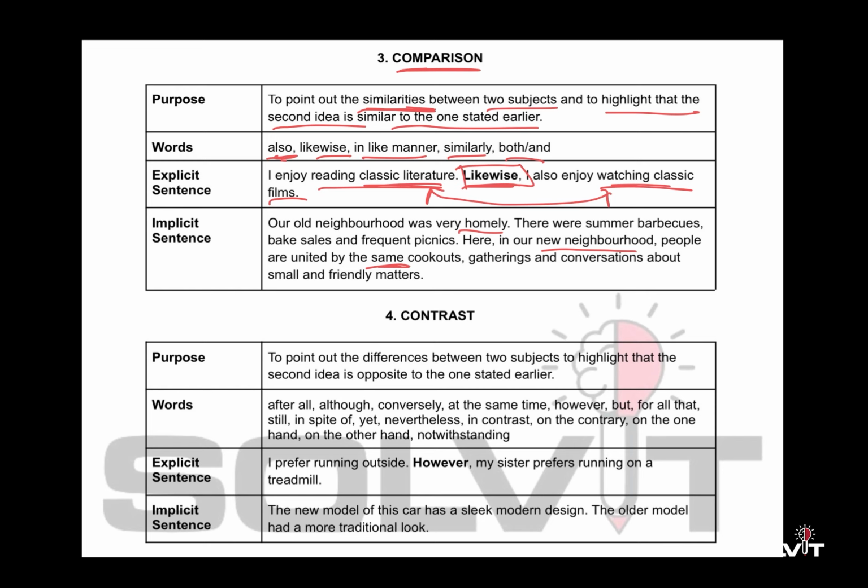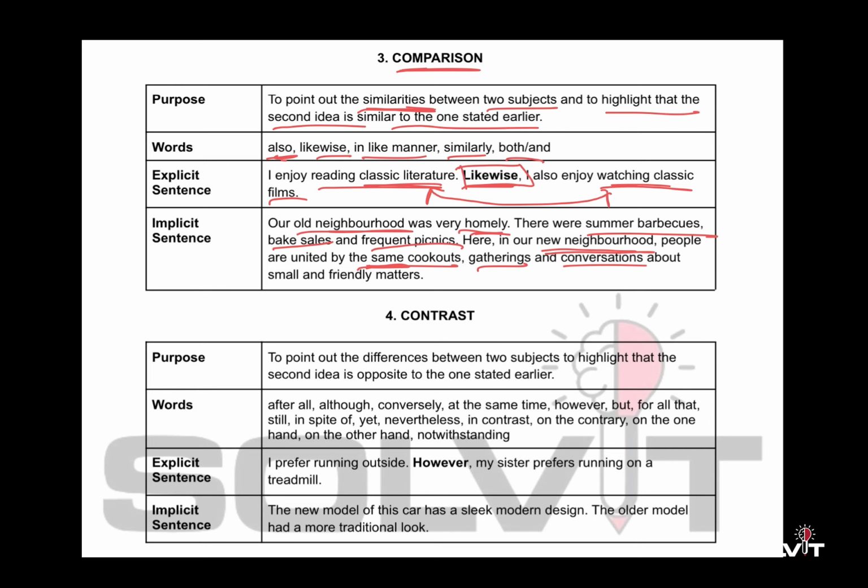Okay, but if you use a bit of your logic, you will know that first he's talking about his old neighborhood, and he's saying that it was very homely. There were summer barbecues, bake sales, and frequent picnics, right? And then he's talking about his new neighborhood, and he's saying basically the same thing, but in a different way, right? People are united by the same cookouts, gatherings, and conversations about small and friendly matters.